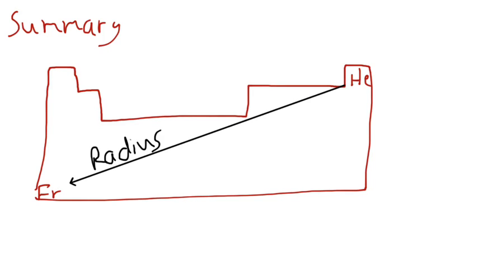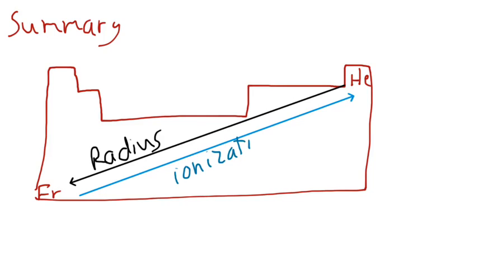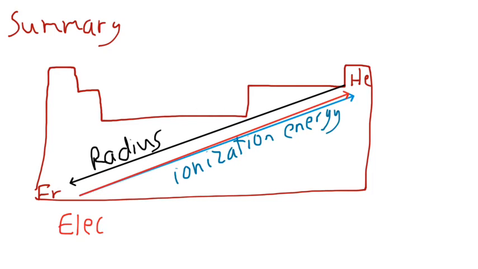The other trend is the opposite, ionization energy. Francium has the smallest ionization energy because it's the biggest atom. Helium is the largest ionization energy because it's the smallest atom. So those are opposite trends, inverse trends. Okay, lastly, we have electronegativity.